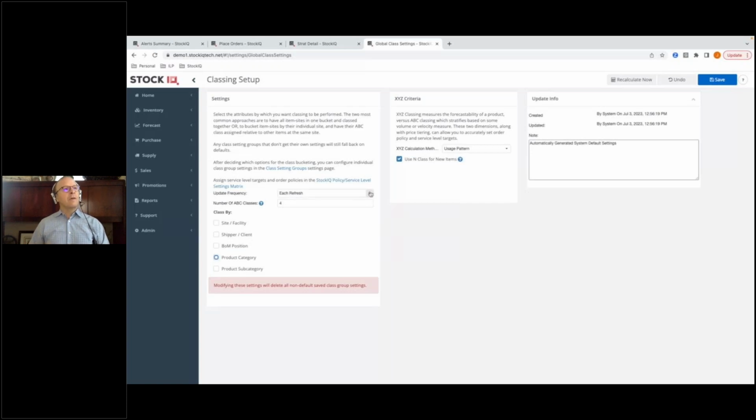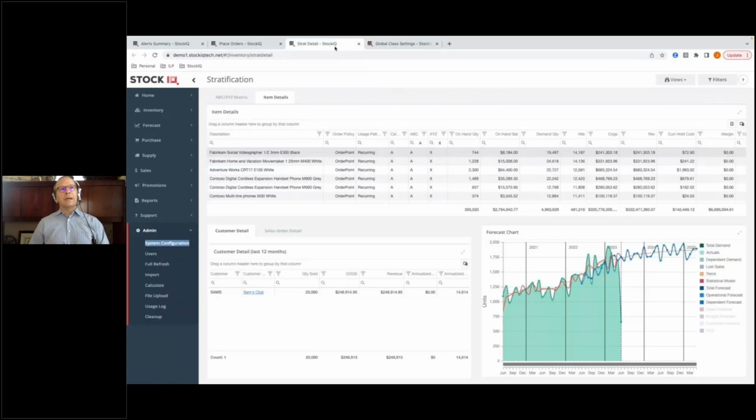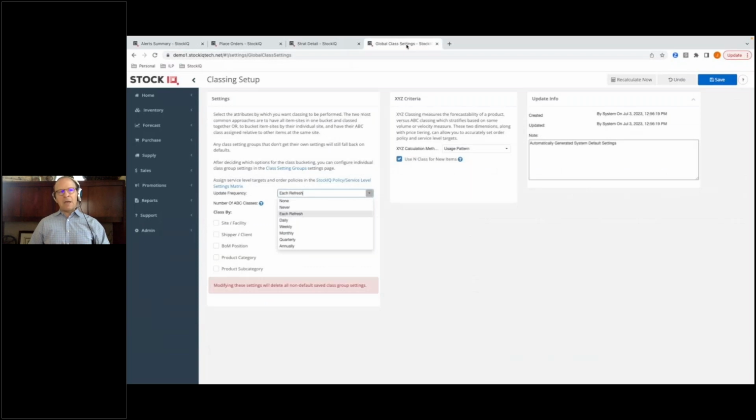The other thing that we're doing in here is we're automating the ABC. So in lieu of a scenario where you have to go in and set the classing and you have to do it manually, what StockIQ is doing is saying, hey, all of that information that we looked at over here, like how many orders did we receive, what were the quantities sold and the revenue generated, how frequently do you want StockIQ to reevaluate these?